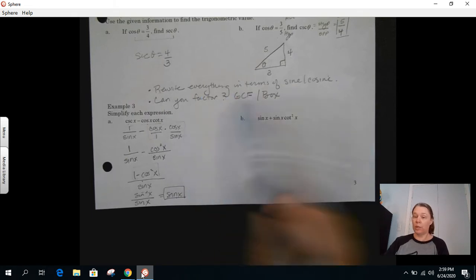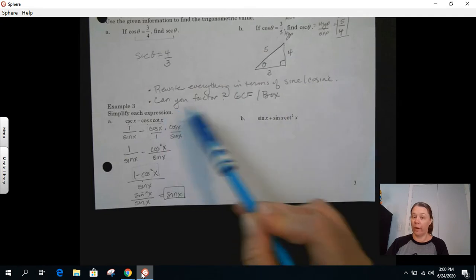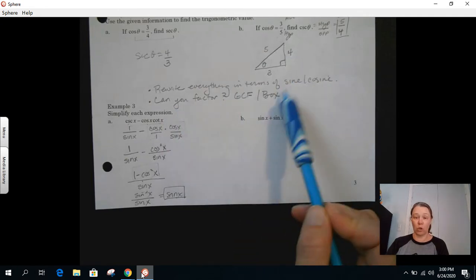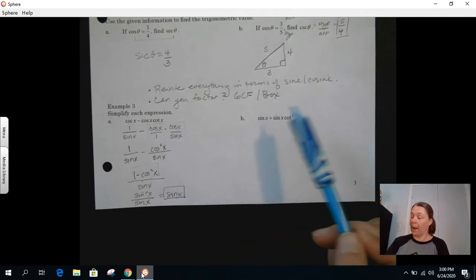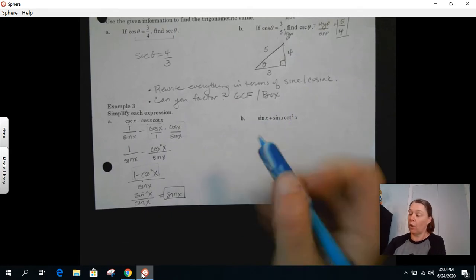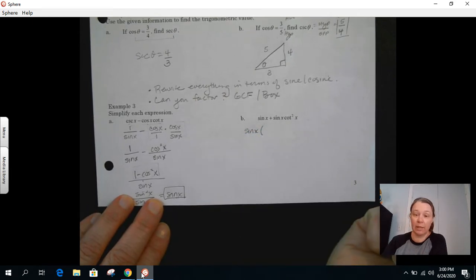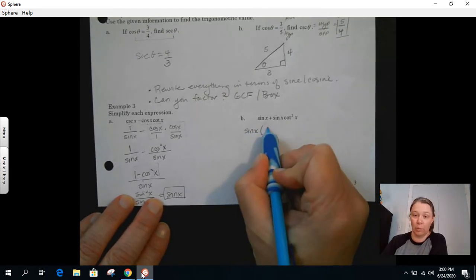And remember the 2 tips that I've given you, right? Rewrite everything in terms of sines and cosines, and then could you factor? It really doesn't matter the order you do these in. I do notice that both of these terms have a sine of x in them. And so I might start by pulling out a greatest common factor of sine of x, and then think about what would be left inside the parentheses.